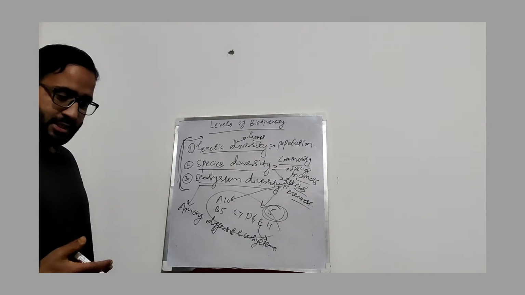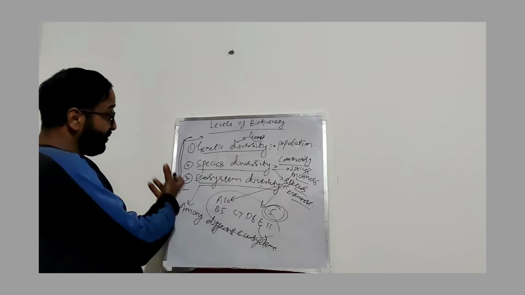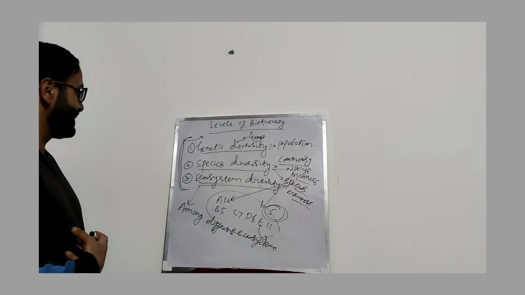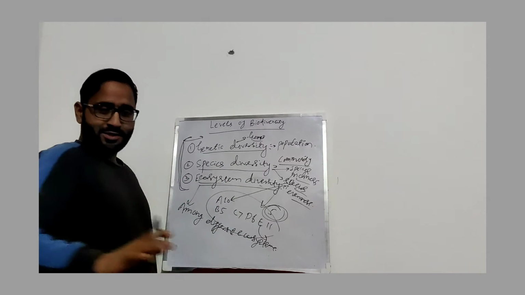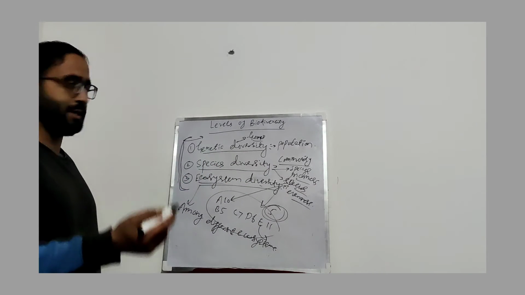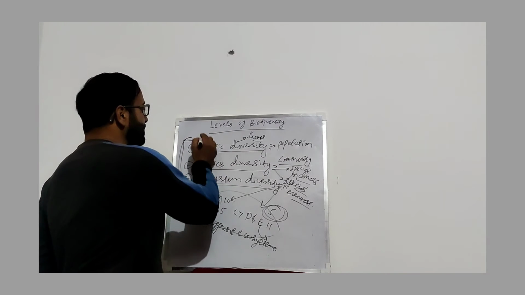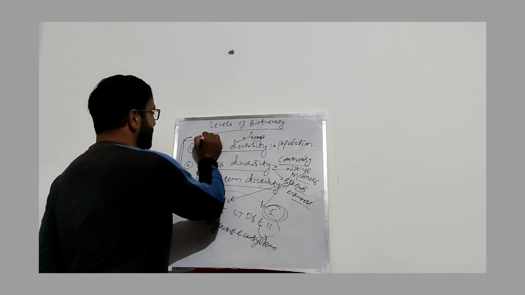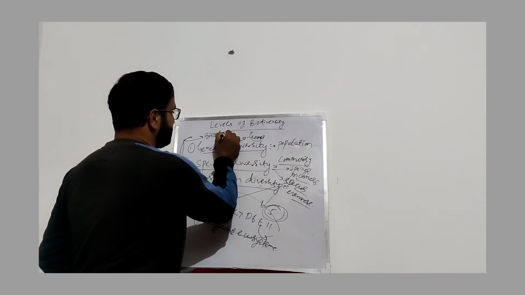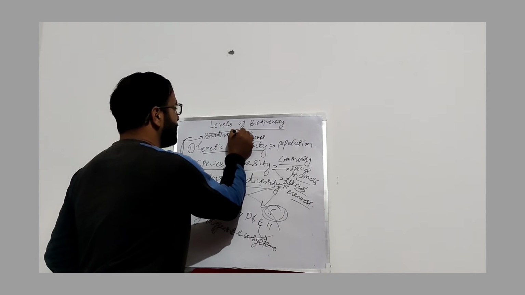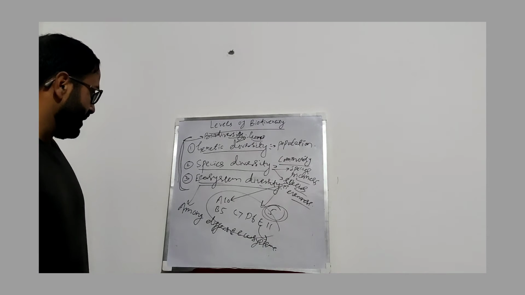All these diversities combined form biodiversity. Or inversely, we can say genetic diversity, species diversity, and ecosystem diversity are part of biodiversity. We can say they come under the umbrella of biodiversity.